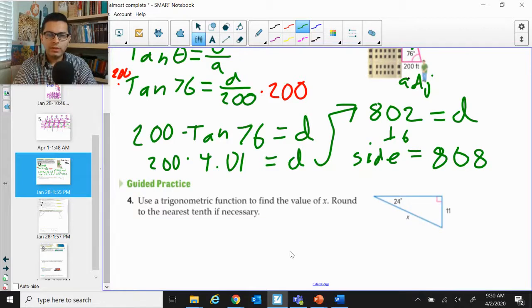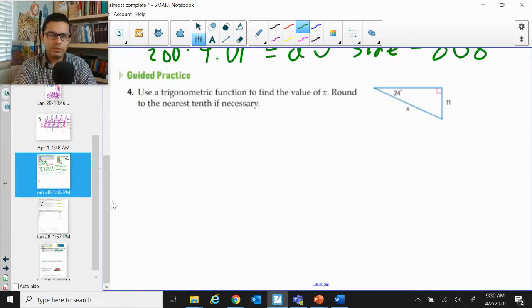Now, the guided practice is not a real world problem, but it is the same type of problem that we've worked in the past two examples. Here we have an angle, we have a side, and we have another side that we're trying to find. So go ahead and give that a shot, writing out our SOHCAHTOA, and pause the video and then press play when you're ready.